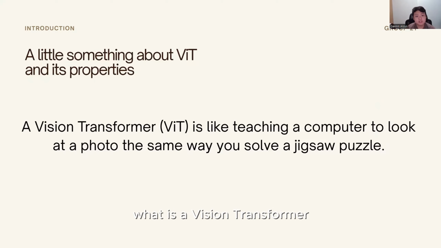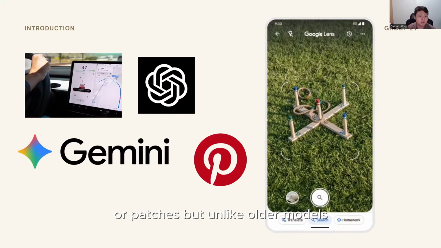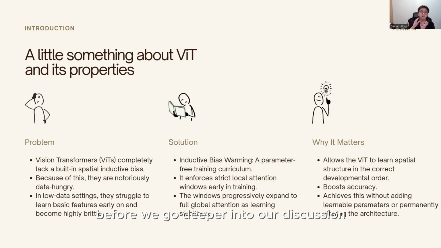Okay, to start off, what is a vision transformer? Think of it like a jigsaw puzzle. A standard vision transformer looks at an image by breaking it into small puzzle pieces or patches. But unlike older models, it tries to look at every single piece at the exact same time. So, as you can imagine, this can get very messy. Before we go deeper into our discussion, let's know a little something about vision transformers and their properties.